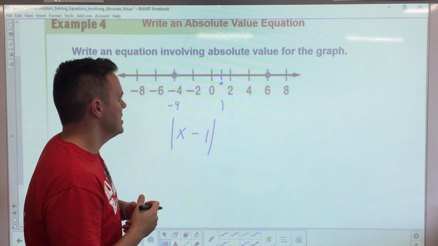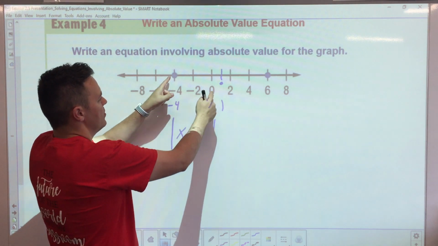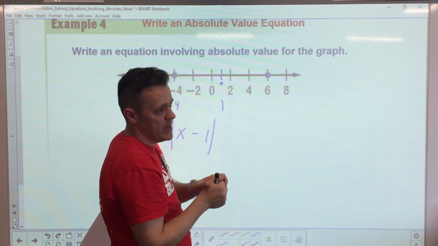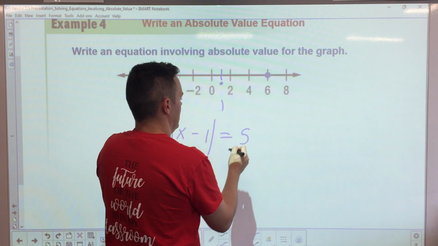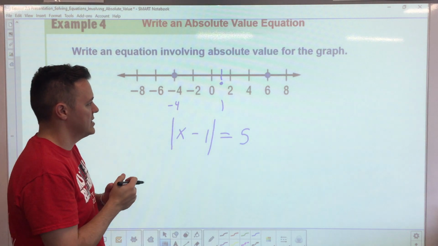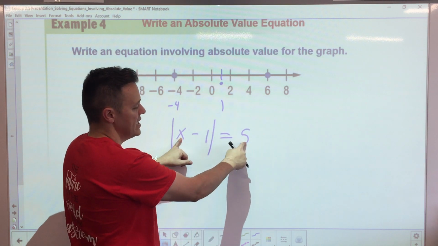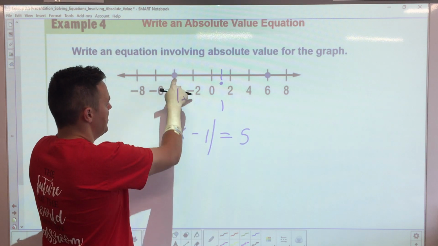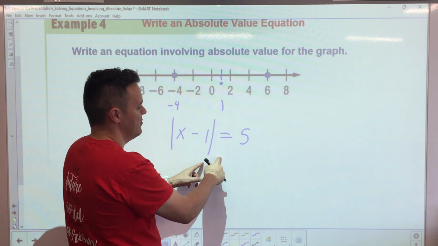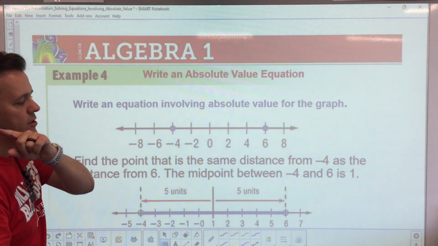All right? Now, what is the tolerance? The tolerance, ladies and gentlemen, is how many units we go from here to here. So if this is 1, this is 6, what's 6 minus 1? That's your equation, ladies and gentlemen. So let's test it. If I put a 6 in here, okay, 6 minus 1, does that equal 5? Yes, it does. If I put a -4 in here, -4 minus 1 is -5. Absolute value of that is what? 5. It works.